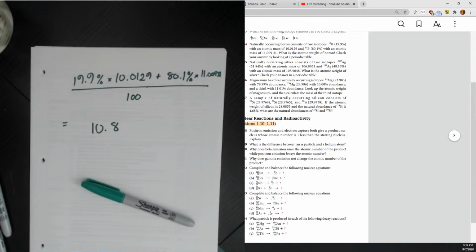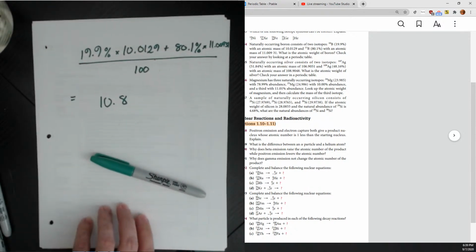Finally, 86. Magnesium has 3 naturally occurring isotopes. 24, 25, and... interesting, okay. And a third one with 11.01%. Look up the atomic weight of magnesium, then calculate the mass of the third isotope. Oh, good. Absolutely not. This is a lovely little problem.